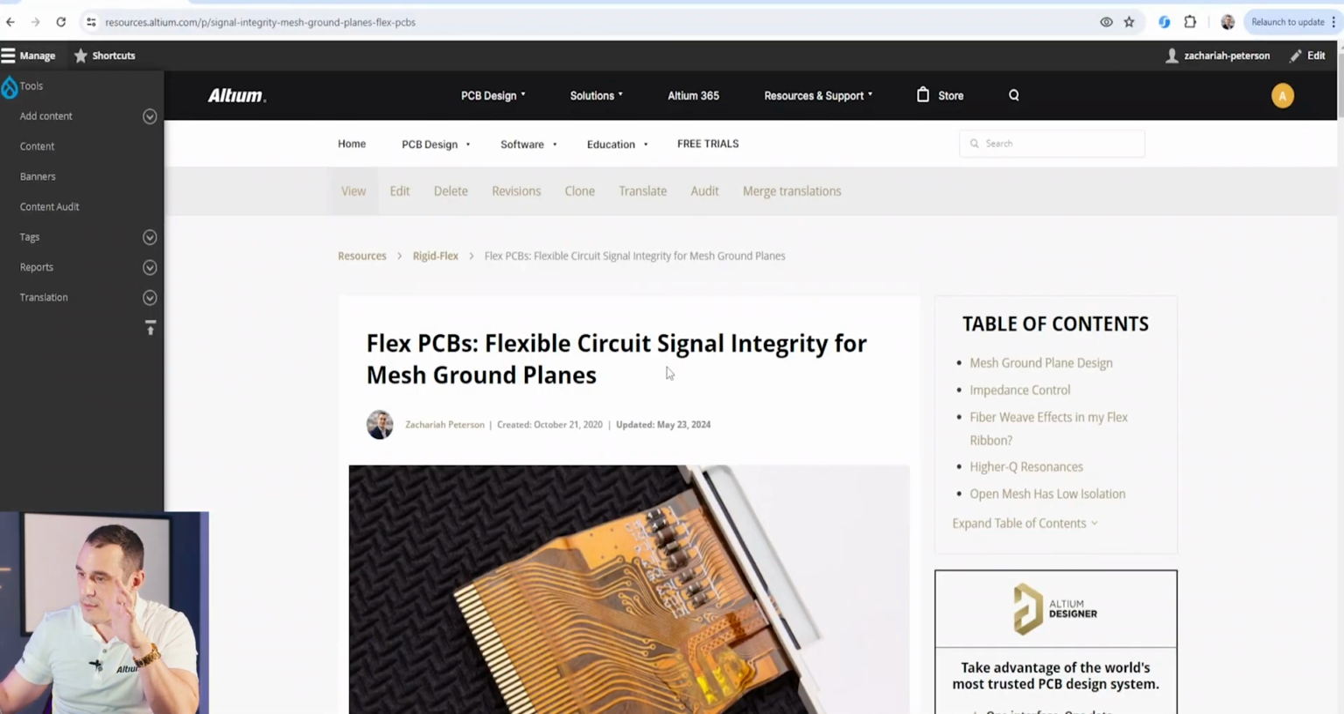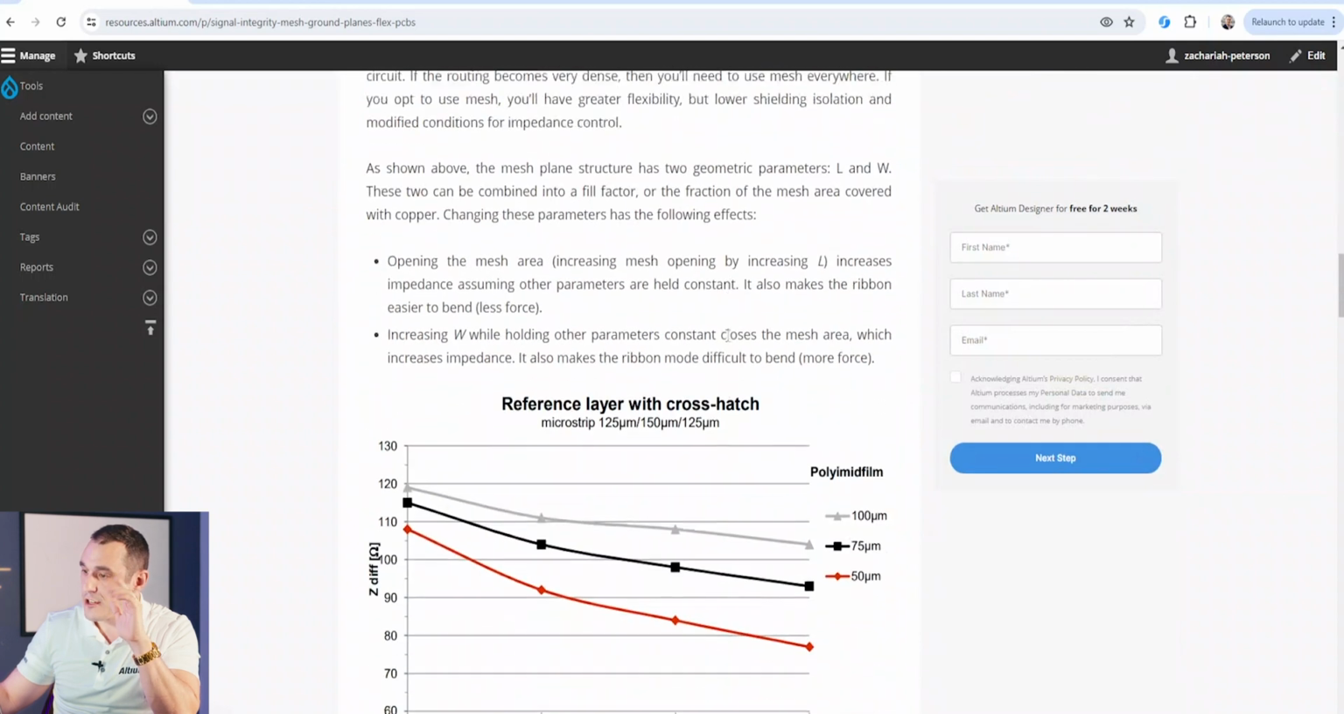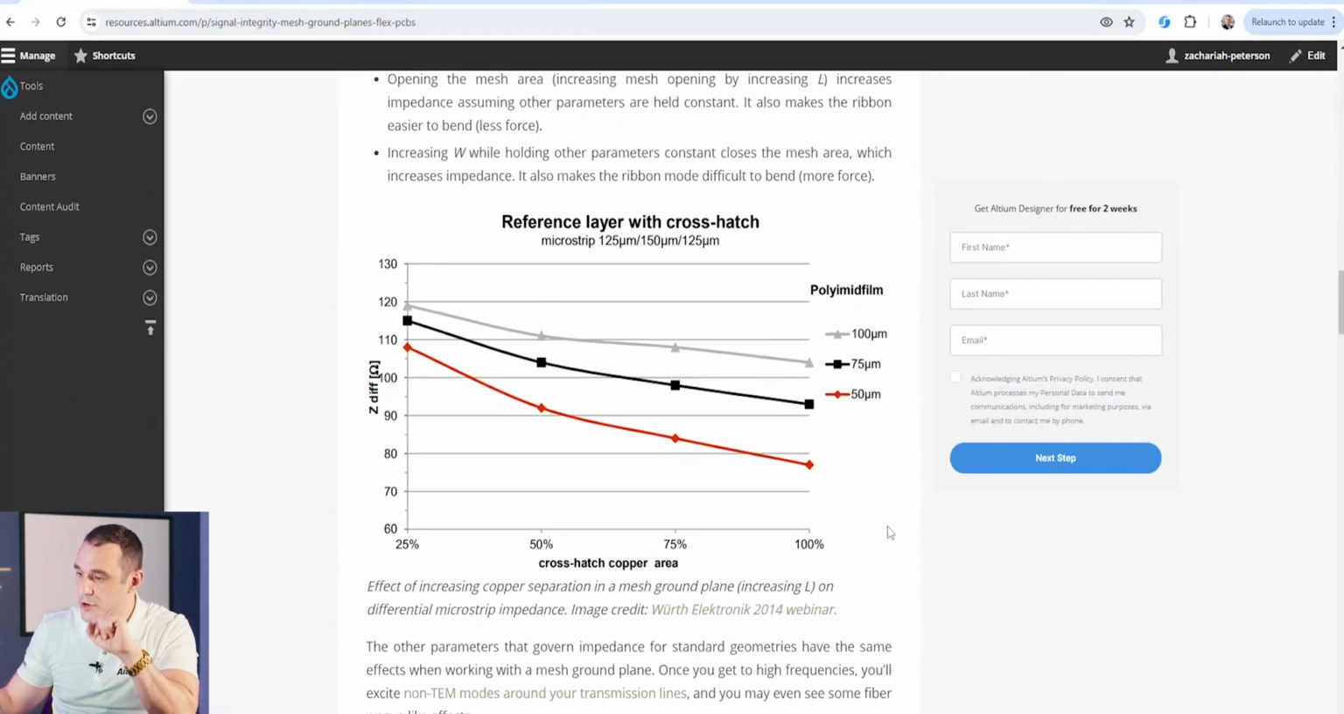Now, I'm certainly not the first person to look at this problem. Take a look at this blog on the Altium website. As I scroll down here, you can see that we have some data from Worth Electronic. This webinar that I've cited down here contains this data, so I encourage you to take a look at this blog and then go take a look at that webinar.